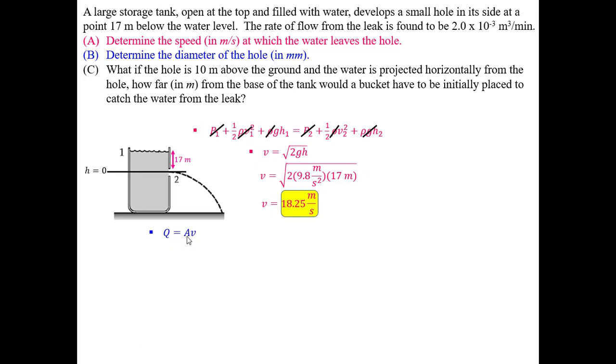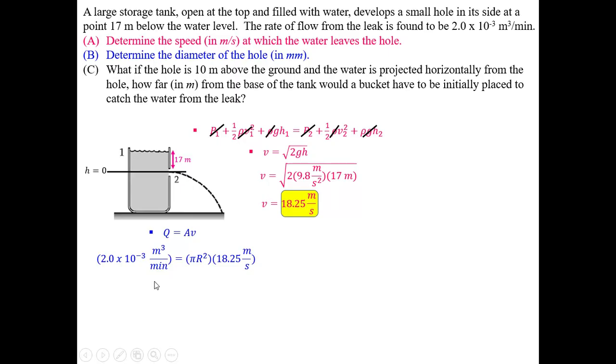Once I know radius, I can find diameter, simply by multiplying that value by 2. There's a reason why I'm going to go with flow rate equals A times V, the area times the speed at that particular cross section. The flow rate I'm just going to plug in because it's given to us as 2 times 10 to the negative third meters cubed per minute, and the area function is just pi r squared. And V, we already found from part A, which is 18.25 meters per second.